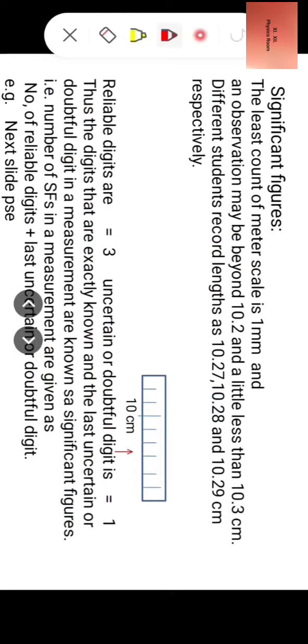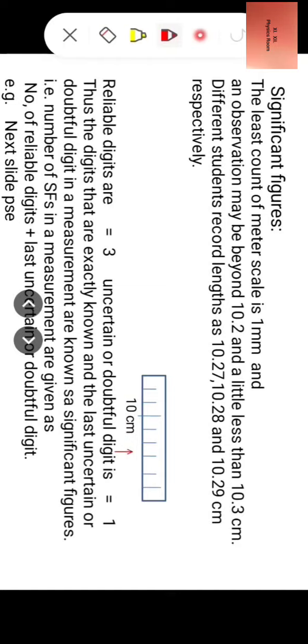Hello friends, last time we learnt about three terms: accuracy, precision and error, and today we take up significant figures.